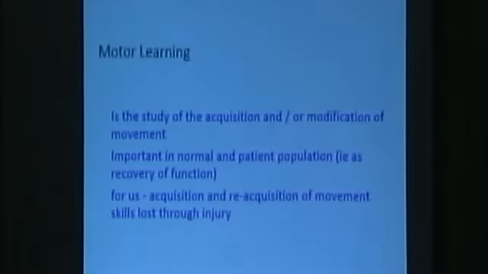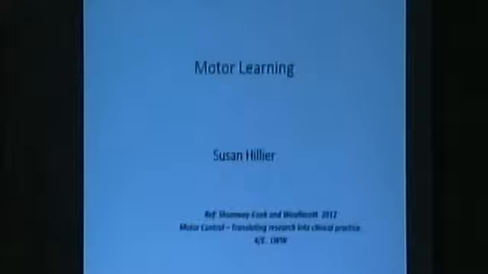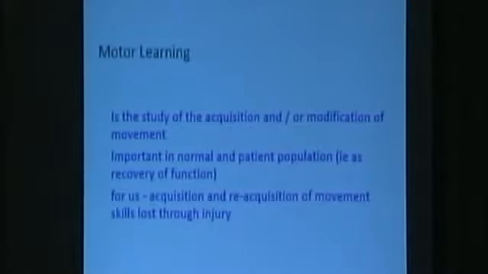2016, 17, 18, I can't remember which version. If you want to get it from the library, it's got a fantastic amount of theory around motor control and motor learning, and it's got a really good chapter on neuroplasticity, Shumway, Cook and Woollacott. The library might have it. It's written by physios, so it's fairly bland because we are that kind of people, but it's good.